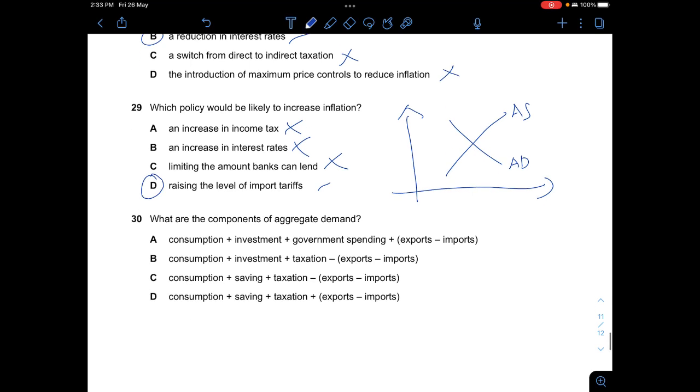Okay, question 30. What are the components of aggregate demand, which will be C plus I plus G plus X minus M? X minus M will be net exports, so everything here that doesn't have all these 5 components means that it's not correct. So D is wrong, C is wrong, and then B is wrong. The answer is A.